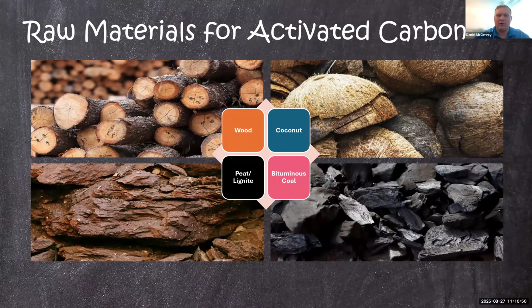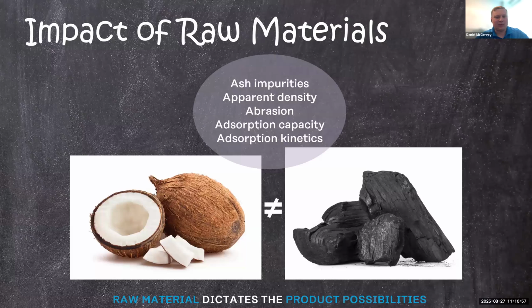There can also be other impacts of raw materials where these can dictate the product possibilities. So there can be a lot of differences in ash impurities from a bituminous to a coconut, higher apparent density, which typically just means generally better performance when these are higher, differences in abrasion, and then as I mentioned, some of those capacity and kinetics are really different between starting materials. So it's really important to make sure you have the right starting material to get the longest runtime. I mean, that's especially true with these PFAS applications, because it's really only bituminous coal that's going to get you significant periods of runtime in removing the PFAS.